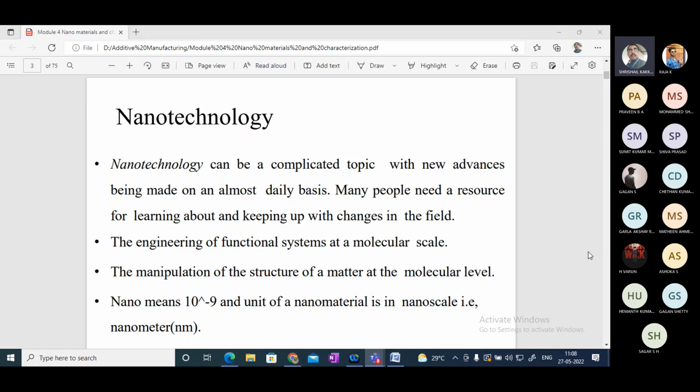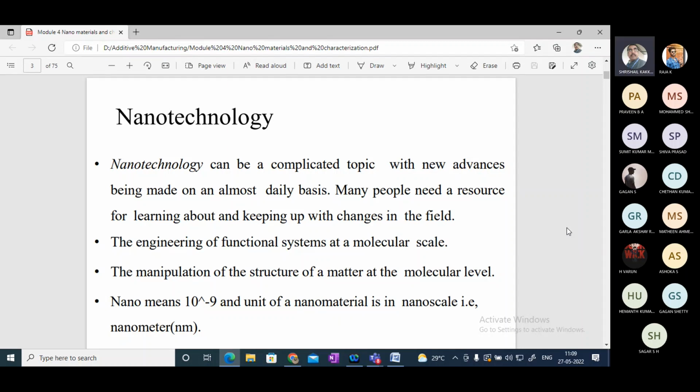Okay, and what does nano mean? 10 to the power of minus 9. So we are talking about the 10 to the power minus 9 scale, that is nm, that is nanoscale. So in this nanoscale only we have to understand how the material behaves and what would be the character of the material. And what I wanted to tell you here, the nanomaterial, if you have the powder, it may have different mechanical, electrical, medical applications, whatever it is, different properties it may have.